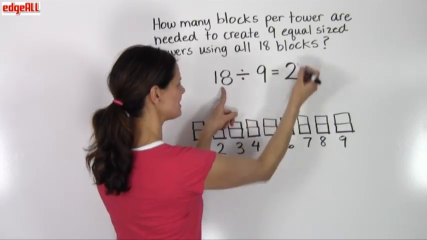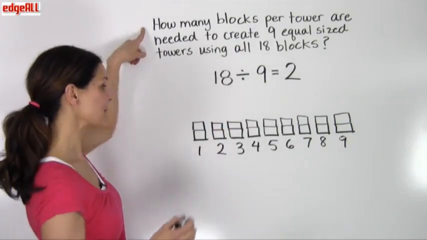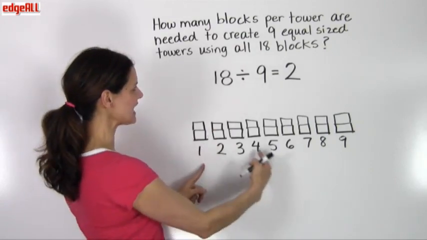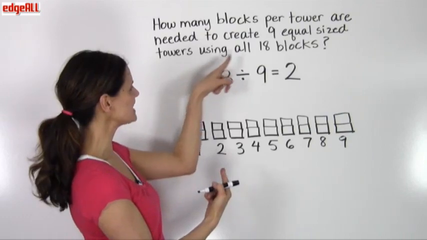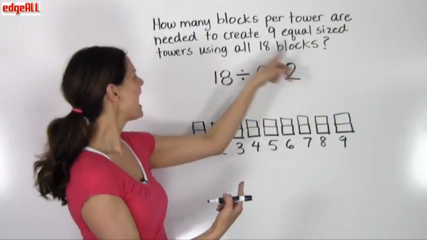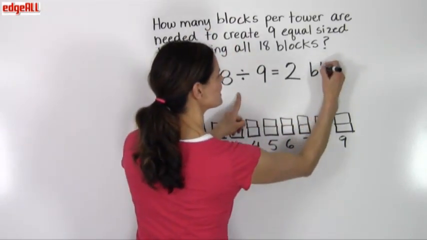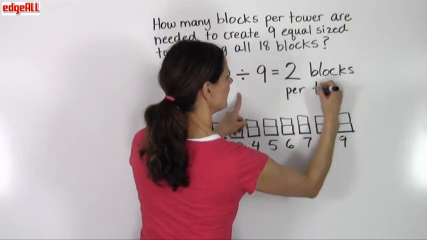Then let's read the problem one more time and answer the question. How many blocks per tower are needed to create 9 equal-sized towers? We've got our 9 equal-sized towers, and we did use all 18 of our blocks. And so the answer is 2 blocks per tower.